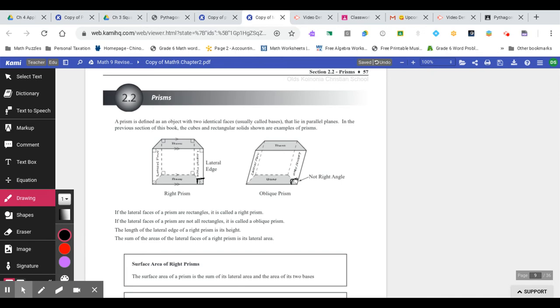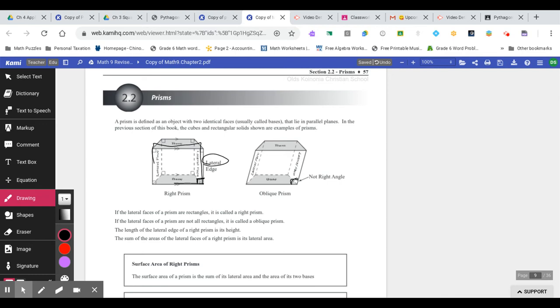Okay. Some other words you should learn. Lateral. Lateral means sideways. If you have lateral movement, that means you have good sideways movement. So this lateral word, you can think of it as meaning the sides. So the lateral faces of a prism are, if they are rectangles, it's called a right prism because you could see that all of these sides here have 90 degrees in them. And otherwise it's called an oblique.